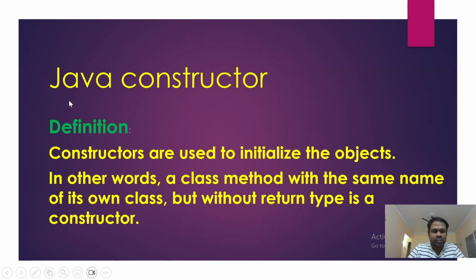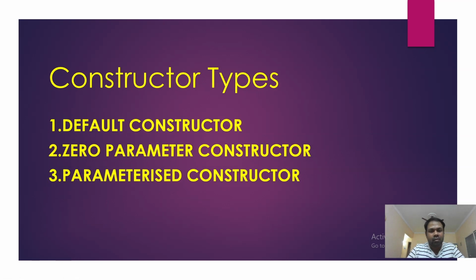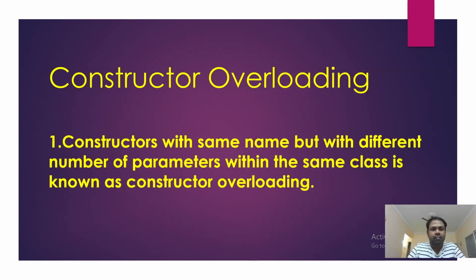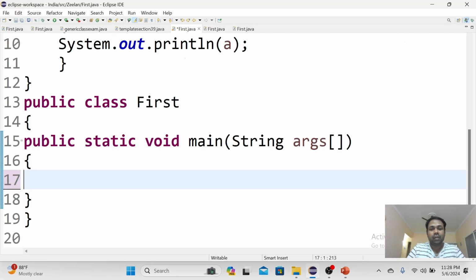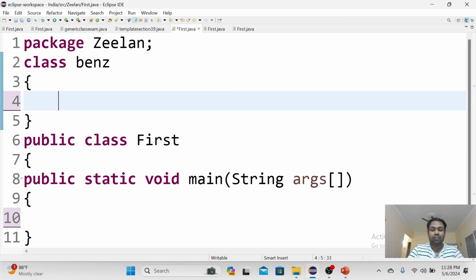I have explained what a constructor is. I have given the definition for a constructor, and after that I explained the constructor rules. After that, the constructor types: default constructor, zero parameter constructor, parameterized constructor. Three types of constructor discussed. And one more thing is there. Now I am going to discuss constructor overloading. If you remember one topic, method overloading, then constructor overloading will be very easy for you. So I will be coming to this explanation. What is method overloading first of all? If you don't remember, let me remind you. Public void show.